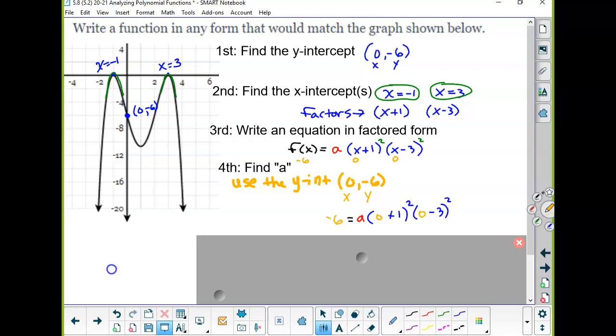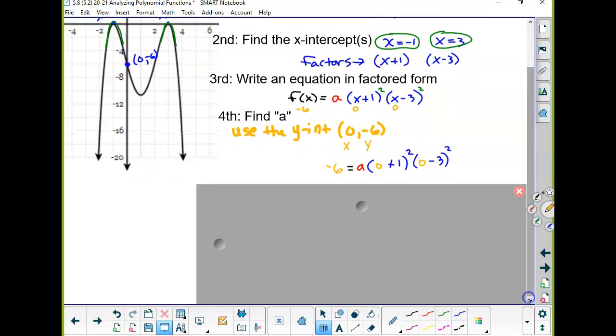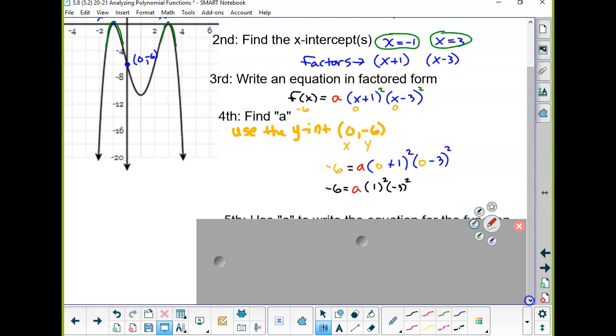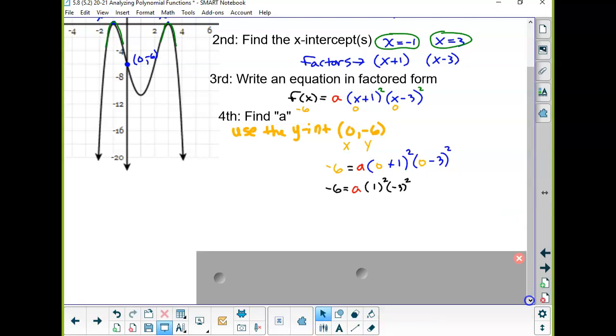And notice the warm-up that we did today, just simplifying items similar to this. That's really our goal. So now we're going to use algebra to simplify. I'll get negative 6 equals 0 plus 1 is 1. Negative 3, 0 minus 3 is negative 3. And then you could square that. If you can do all that in your head, go ahead. You can save some steps.